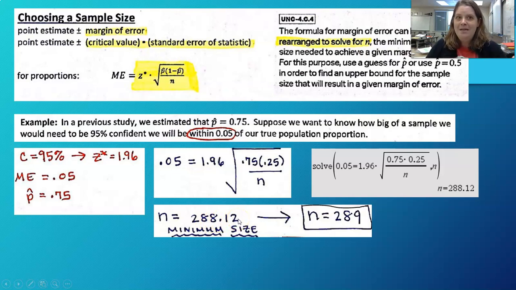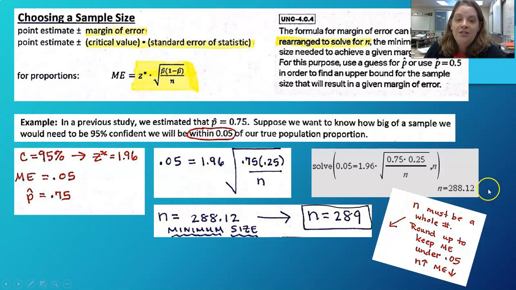288.12, that is the minimum size. The minimum size that this could be, because we want to be within 5%. So what I'm going to need to do is, I know two things. First is that n has to be a whole number because n is a sample size. You cannot have 0.12 of a person.